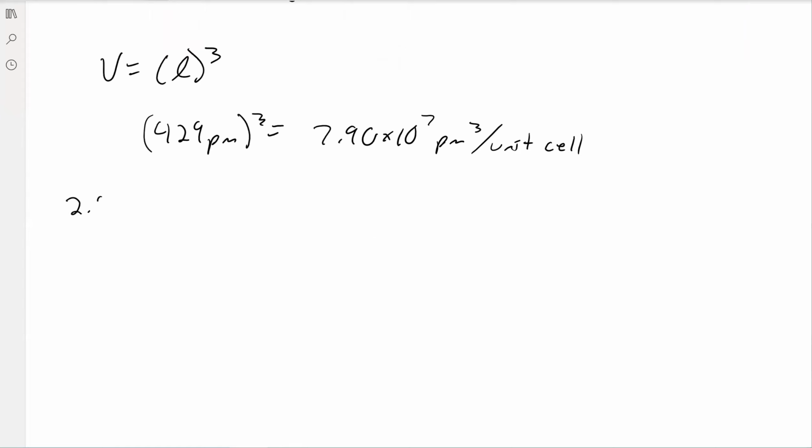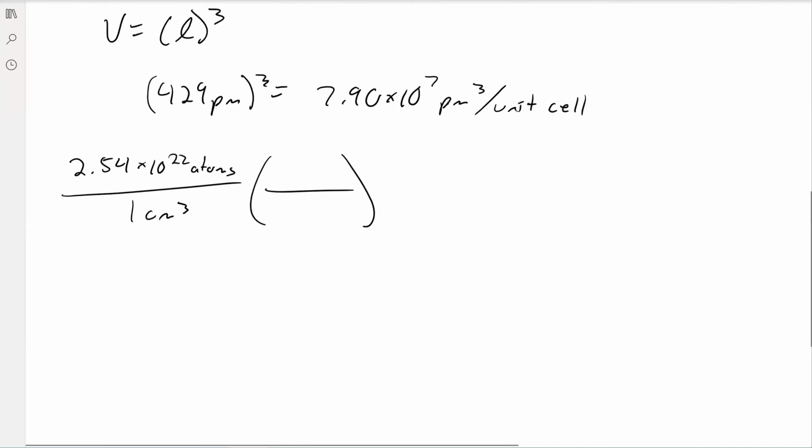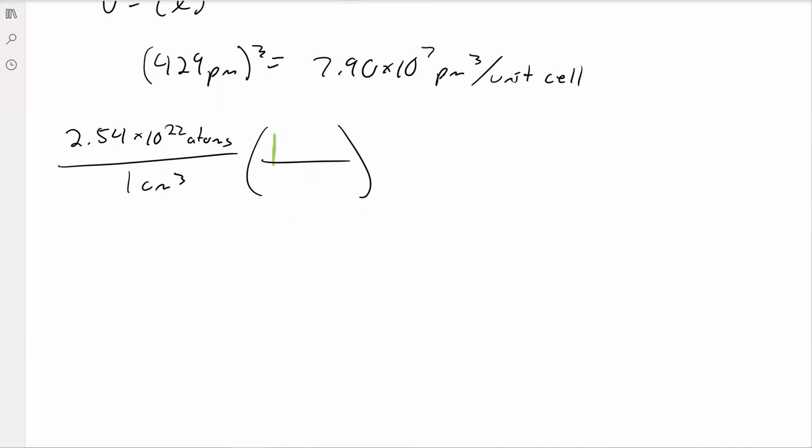So again, we have this 2.54 times 10 to the 22 atoms per 1 centimeter cubed. And we can see that we have picometers cubed. So if we can transform centimeters cubed into picometers cubed, we can then go from picometers cubed into unit cell, and then that'll give us the answer. So when we're going from centimeters cubed to meters cubed, there's 10 to the 6 centimeters cubed in 1 meter cubed. And you might be thinking, how did I know that?